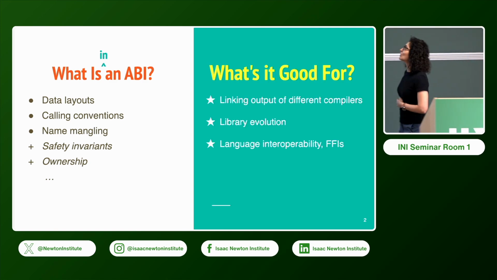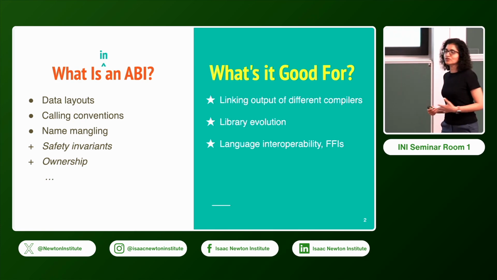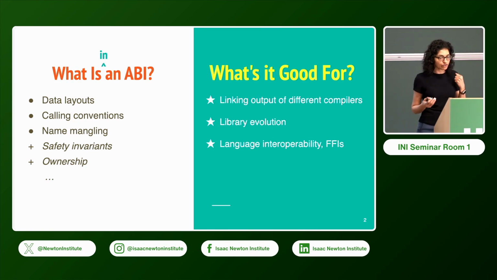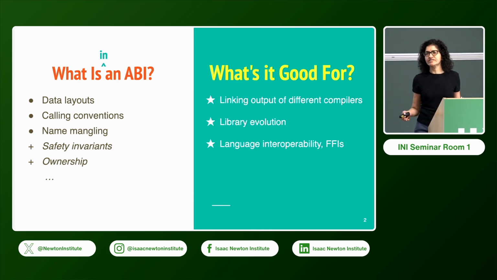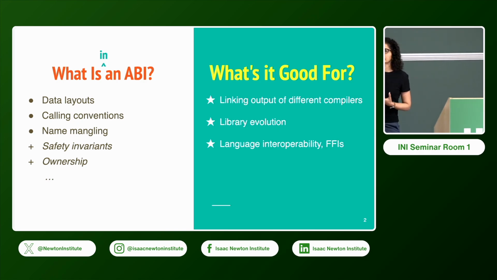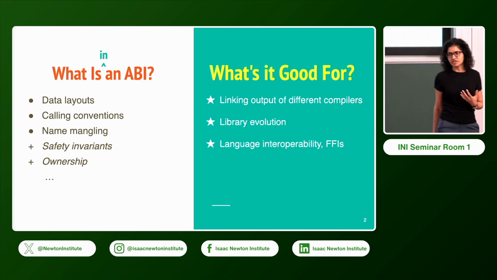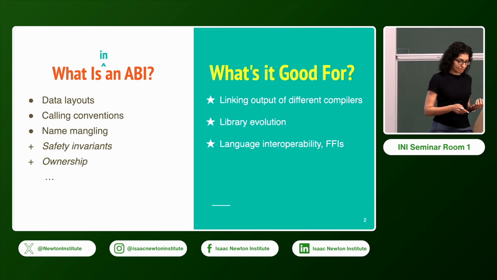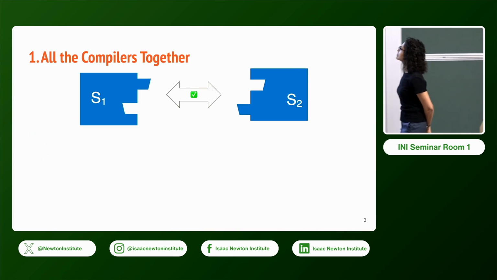We all should care. So basically, what ABIs are really useful for is, they allow you to think about how you're going to link output of different compilers. It might be two different compilers for the same language, or it could be language interoperability and FFIs. And also to think about libraries that you might develop in your language, and as developers evolve these libraries over time, are they still usable by the old clients of the library, and so on. So let me get into a little bit more detail about those kinds of applications.